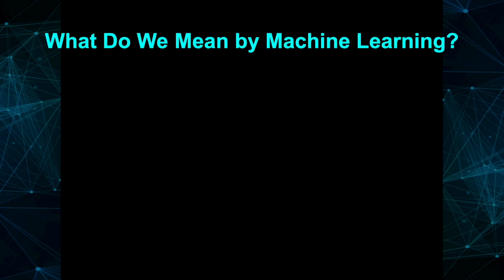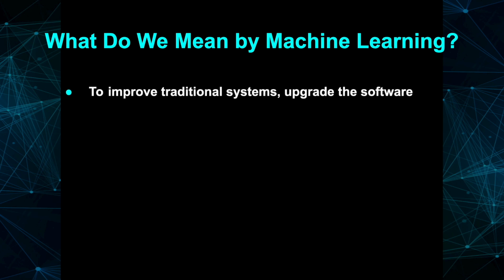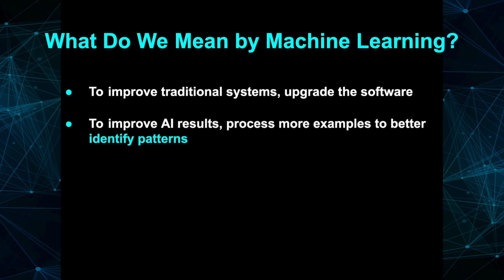What do we mean by machine learning? One definition of learning is improving the results. To get better results from traditional systems, you have to update the software. To improve the results coming from an AI system, you have to train it on more examples so that it can better identify or learn patterns.